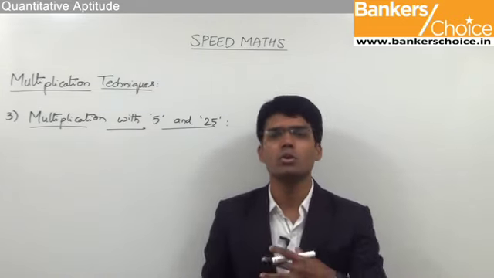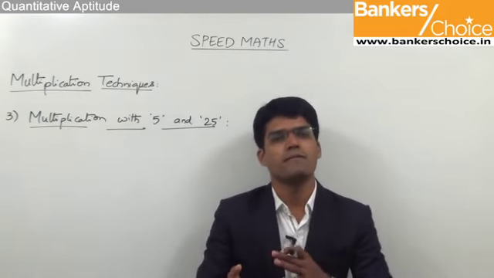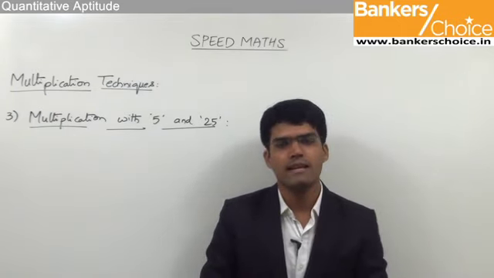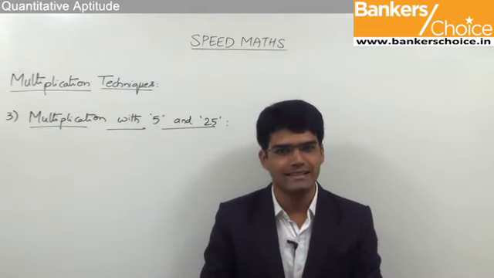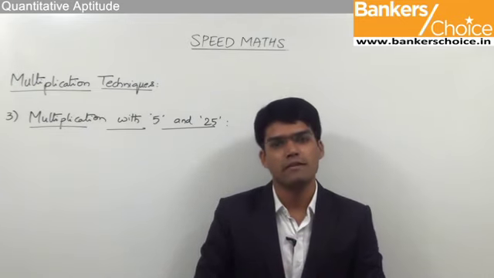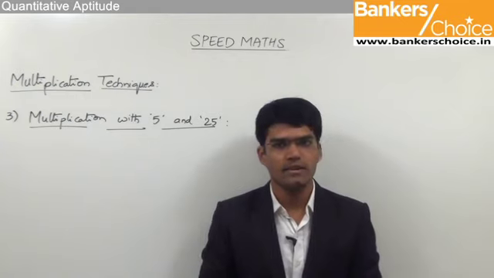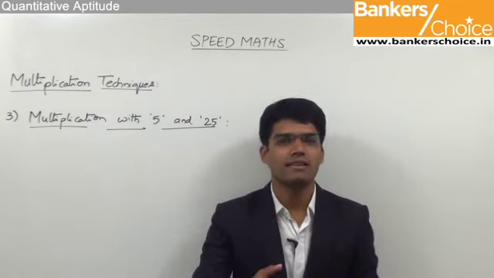For example, 2 into 5. Yes, we know that that's 10. 4 into 5 is 20. 3 into 5, we all know that it's 15. Then 6 into 5 is 30. 12 into 5 is 60. 10 into 5 is 50. Or 1 into 5 is 5. 8 into 5, you immediately get the idea that it's 40. Then 7 into 5 is 35. 18 into 5 is 90.